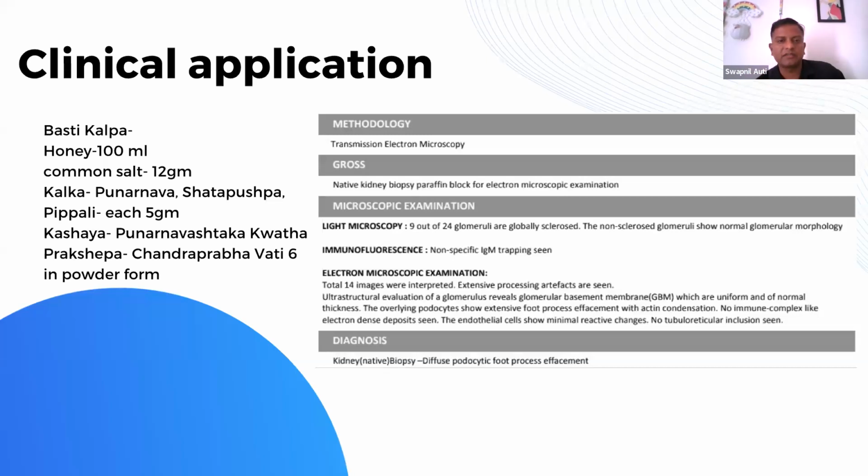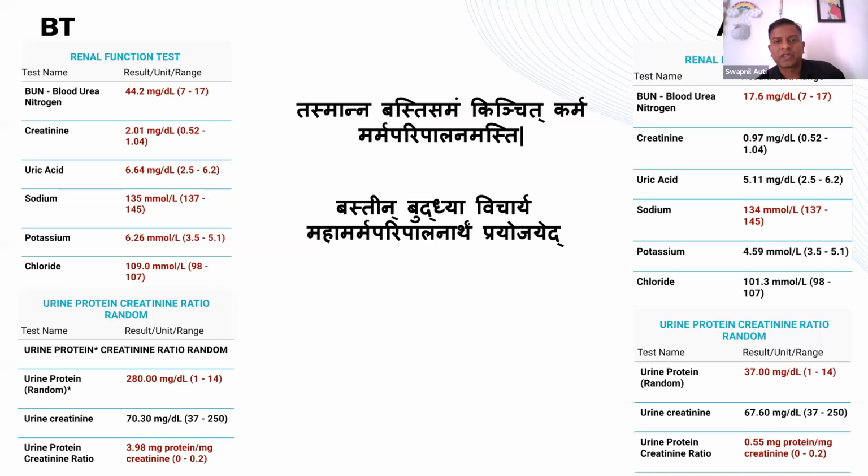So in that way, when we gave the basti therapy, this was the result. You can see the BT and after treatment results. Blood urea came down from 44 to 17, and the thing that we were looking for was urine protein. So you can see this protein creatinine ratio. Initially urine protein was 280 mg per dl, and UPCR was 3.98, which was very difficult.